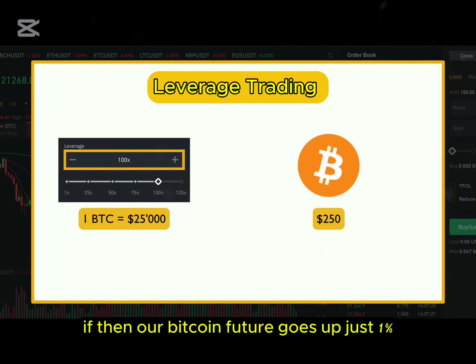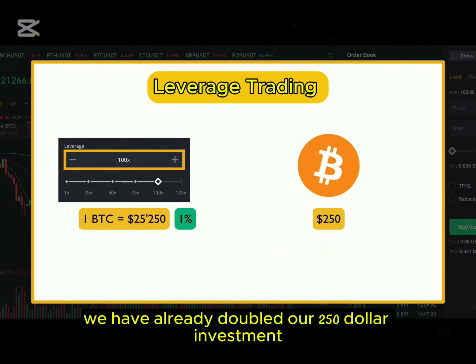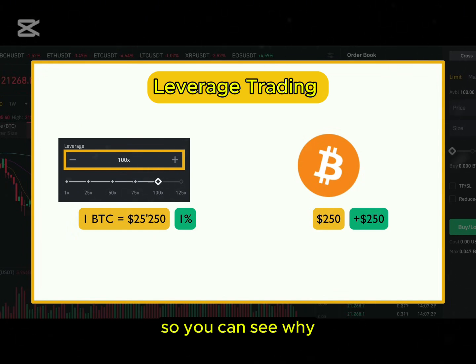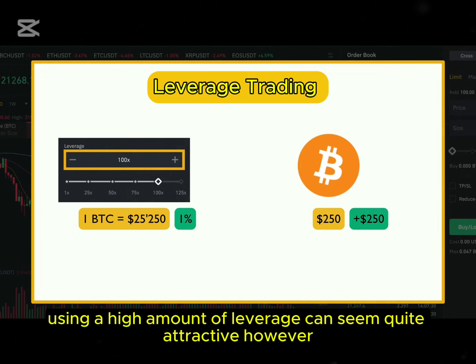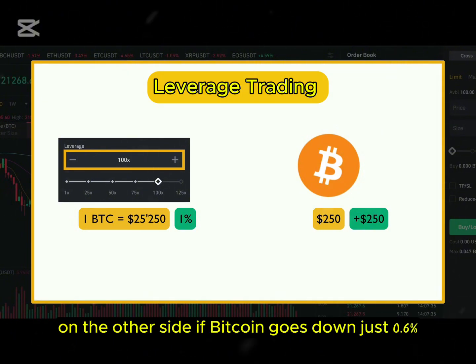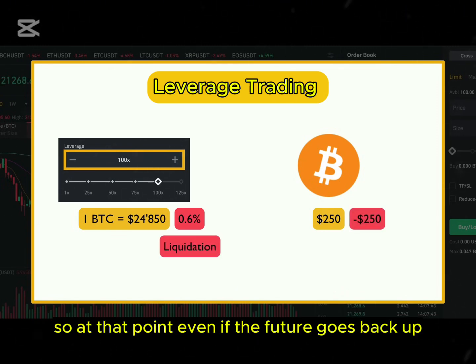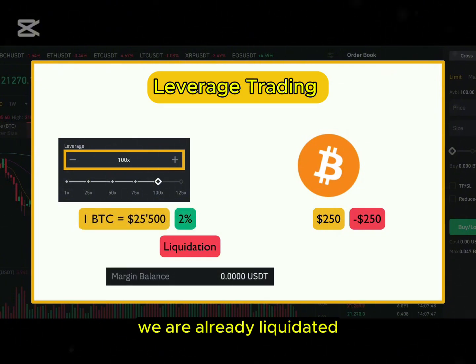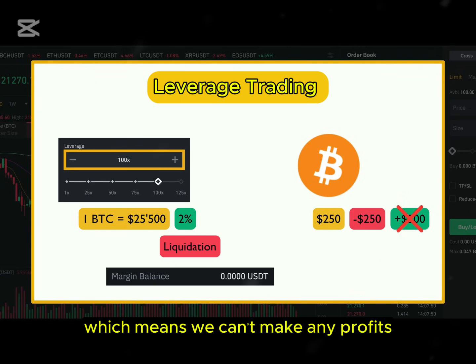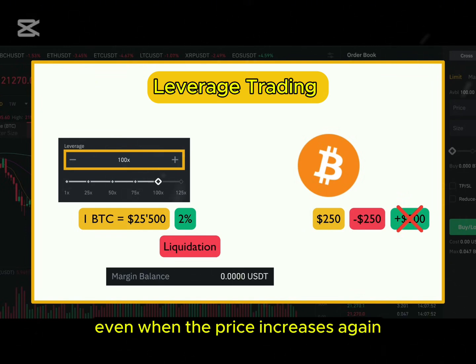If then our Bitcoin future goes up just 1%, we have already doubled our $250 investment. So you can see why using a high amount of leverage can seem quite attractive. However, on the other side, if Bitcoin goes down just 0.6%, we'd get liquidated and lose our entire $250 investment. So at that point, even if the future goes back up, we are already liquidated, which means we can't make any profits, even when the price increases again.